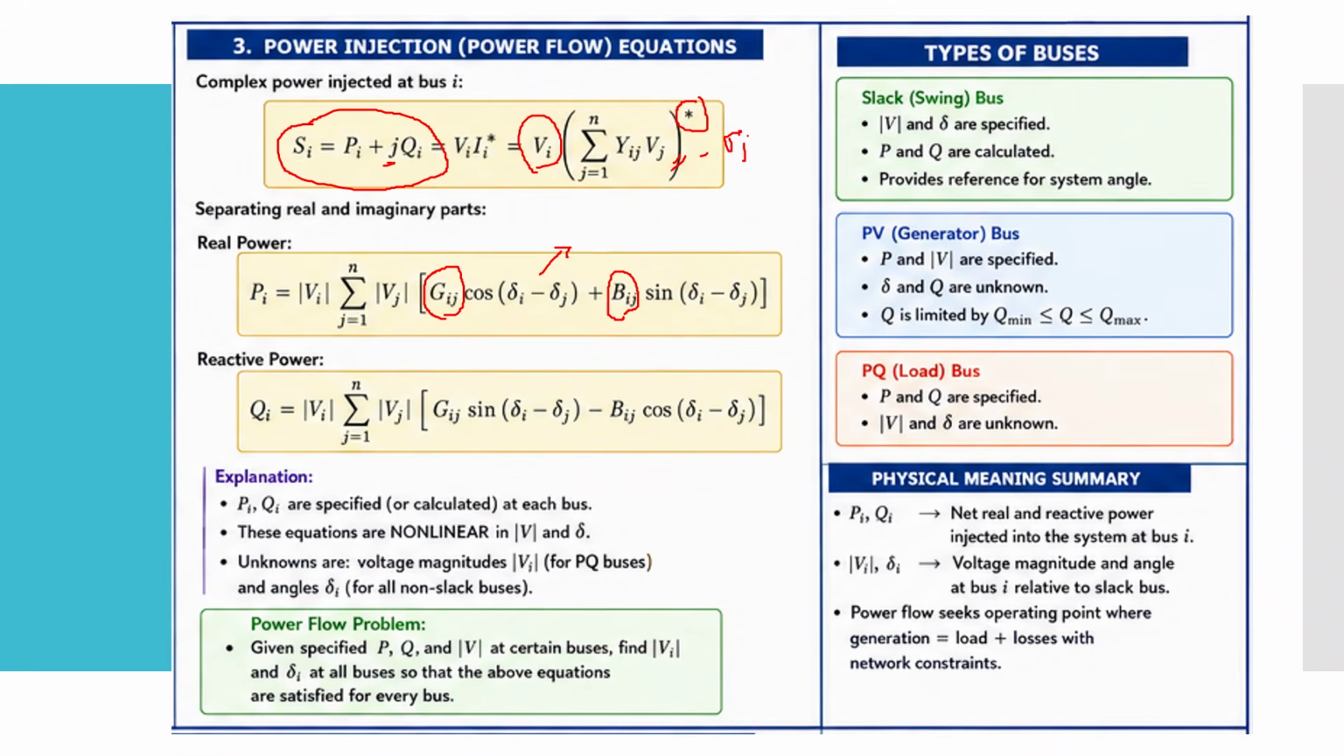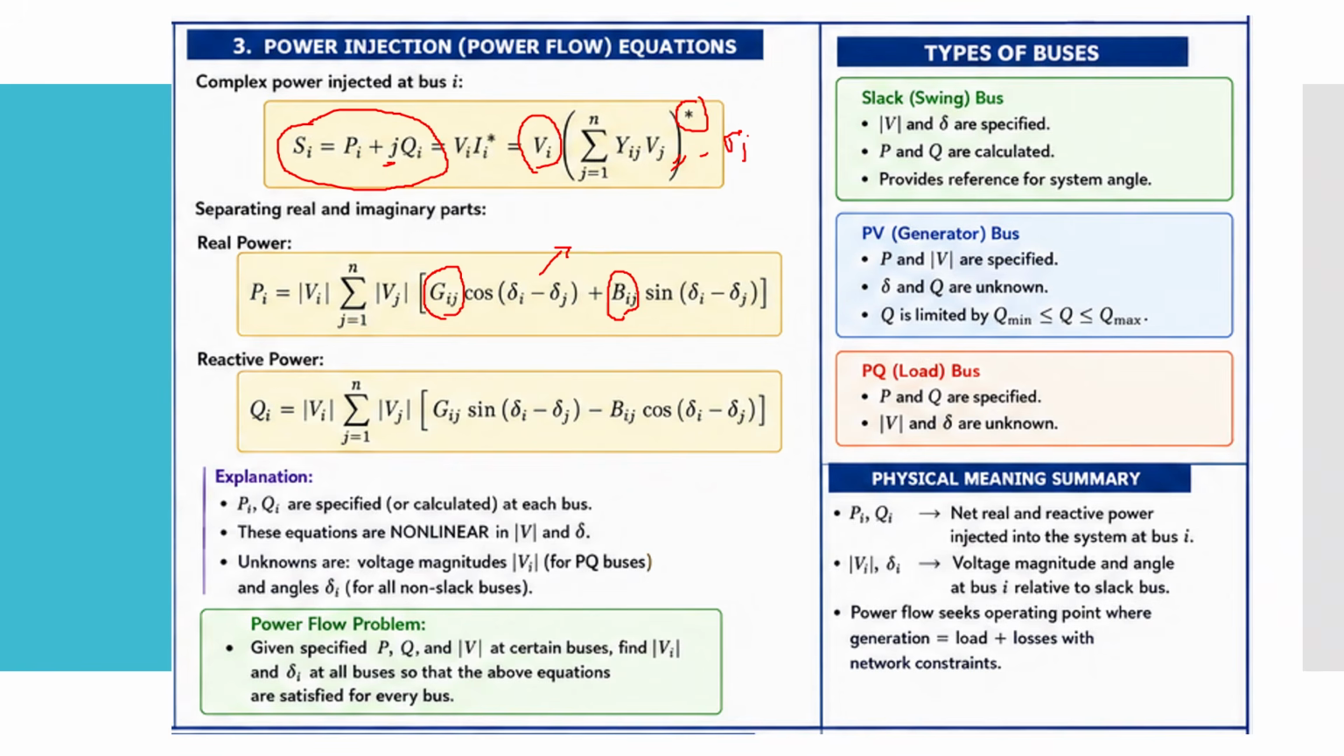And we can also calculate a power flow by taking the difference between buses. For example, if we want to calculate the power flow between bus i and bus j, we can calculate the power at each bus and take the difference, so that the power flow will be the difference between each bus. So Pi and Qi are specified or calculated at each bus. This equation is nonlinear in V, and this is a simple way to calculate the power flow equation.